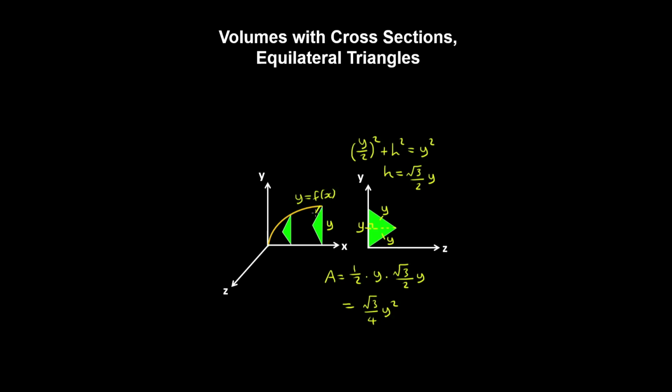And then giving the triangle a thickness dx, the volume of one of those equilateral triangle cross sections is the area by the thickness. And then summing up the volumes of each of those triangular sections from x equals a to b gives us the volume of the solid. So in this case, the solid looks something like this.